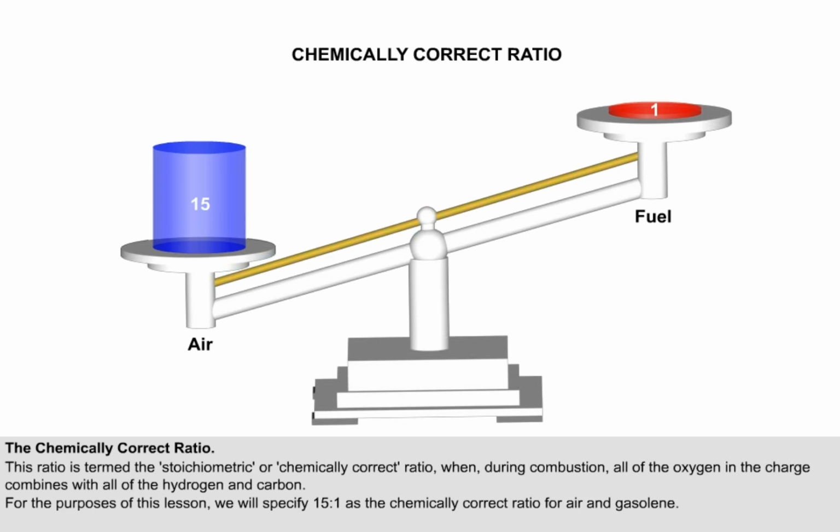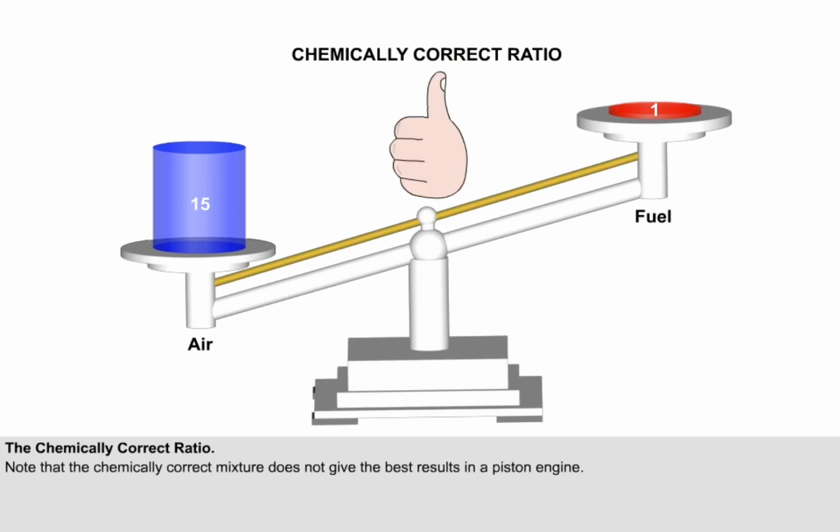For the purposes of this lesson, we'll restrict our numerical definition of the chemically correct ratio to two significant figures. Thus, we'll specify 15:1 as a chemically correct ratio for air and gasoline. It's important to remember that the chemically correct mixture does not give the best results in a piston engine, because the temperature of combustion is so high at this ratio that power can be lost through detonation.